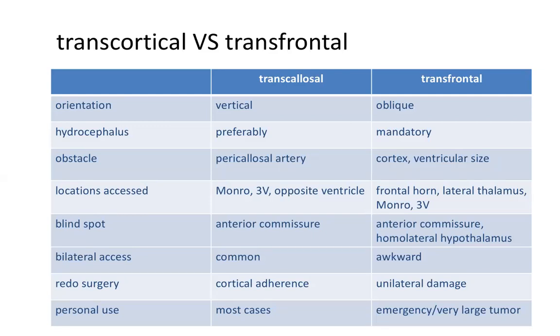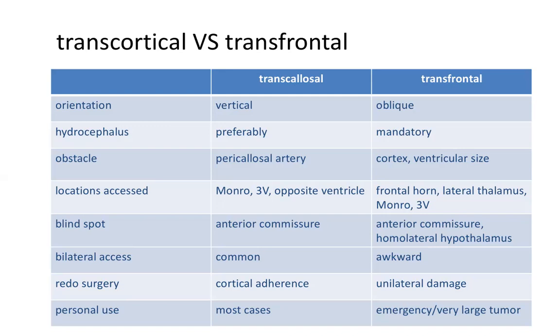The transcallosal is more often used because it gives a vertical axis of view. It is preferable to have hydrocephalus to work in a larger space, but it is not mandatory. The obstacle in the lateral extension of the transcallosal is the pericallosal artery. So the transfrontal approach can be more useful if we have an extension laterally in the lateral ventricle. The locations which are accessed by the transcallosal approach are the foramen of Monro, the third ventricle, and the opposite ventricle.